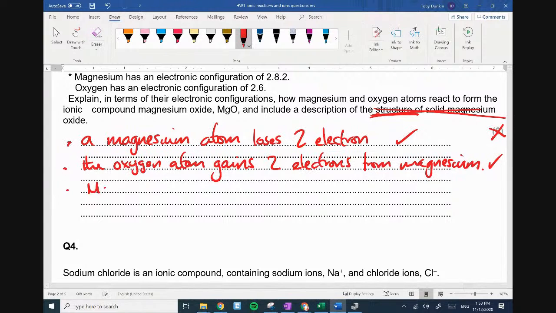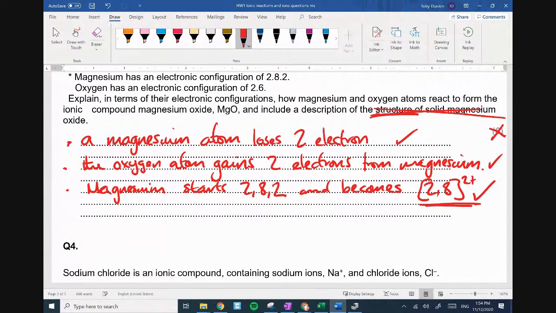So magnesium, as if I'm in an exam: magnesium starts 2,8,2 and becomes 2,8 in square brackets with a 2+. That's the mark.